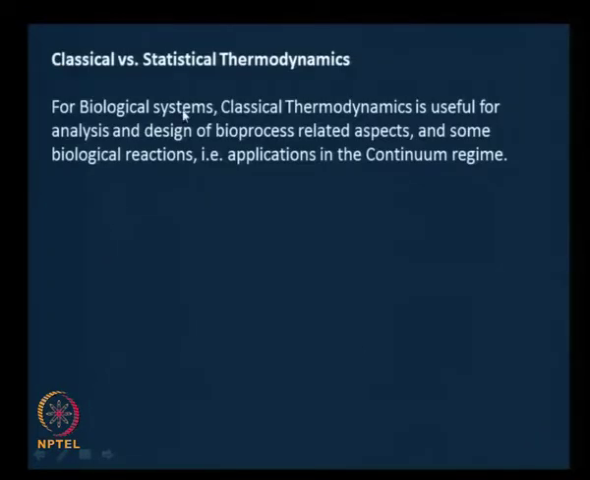And then we talked about classical versus statistical thermodynamics. We said that for biological systems, classical thermodynamics is useful for analysis and design of bioprocess related aspects, some biological relations and so on, even inside the cells, as long as the applications are in the continuum regime.